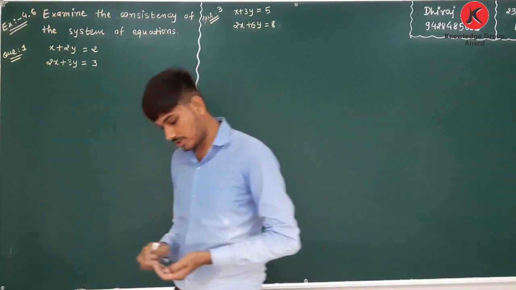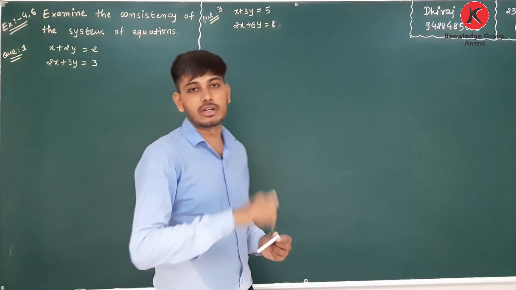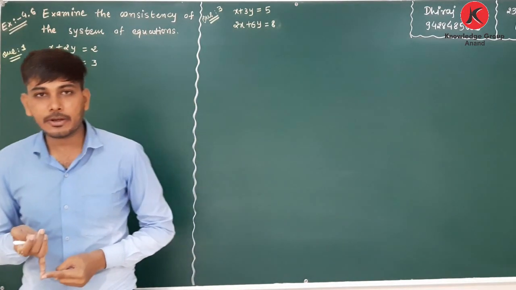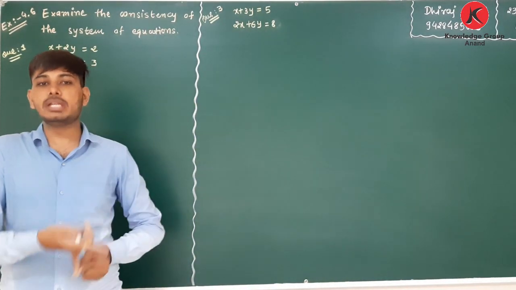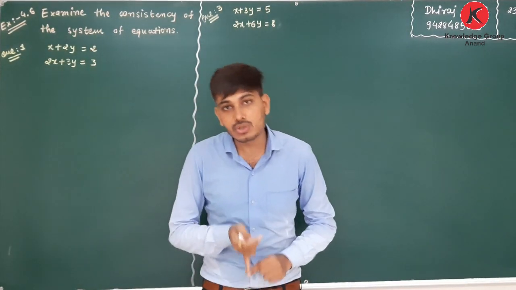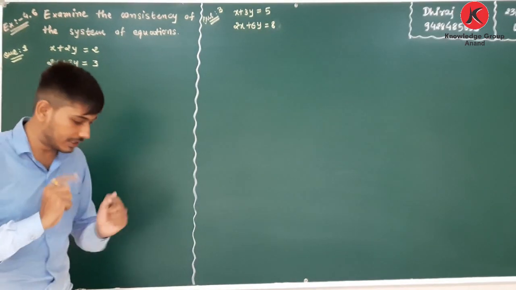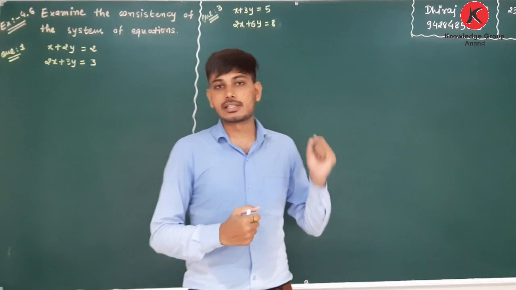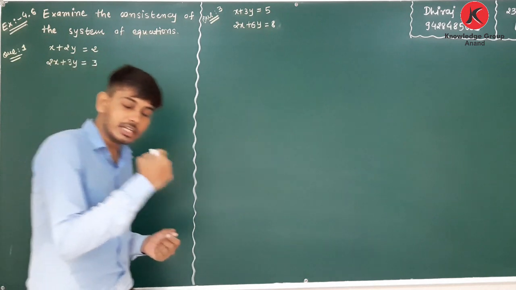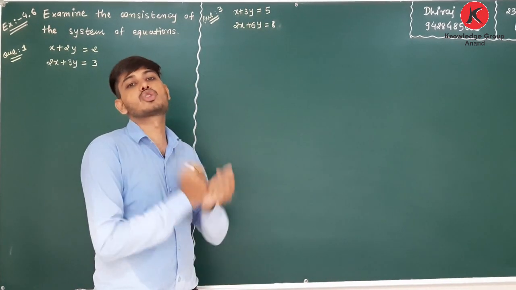Consistent pair of equations. Suppose A inverse does not exist, that means determinant of A equals 0, then we have to find adjoint of A into B. If adjoint of A into B is not equal to the 0 matrix, then we can say that the system of equations is inconsistent. The system of equations is inconsistent. That means the system has no solution.